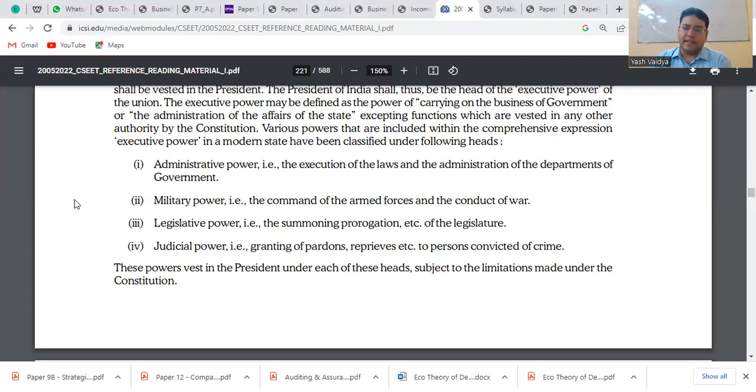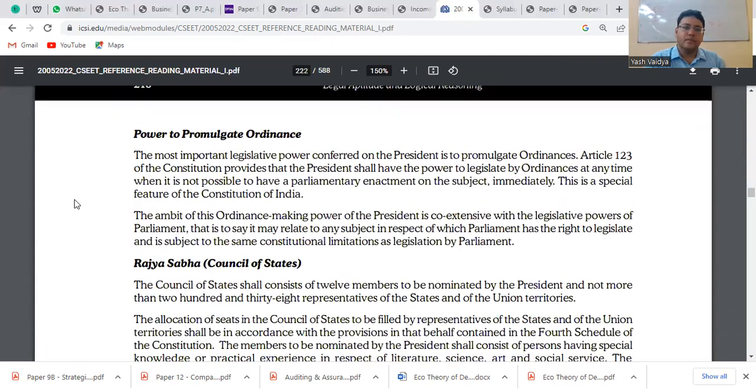These powers are vested in the president under each of these heads, subject to the limitations made under the constitution. Okay. So all these powers actually rest with the president. Please note, he or she will never go and exercise these powers. No. The president is only a de facto head. He is a head for namesake. He will not go and do anything out of it. Okay. Only the powers are given to him. He will do everything on the advice of the Council of Ministers, the Prime Minister and his Council of Ministers.